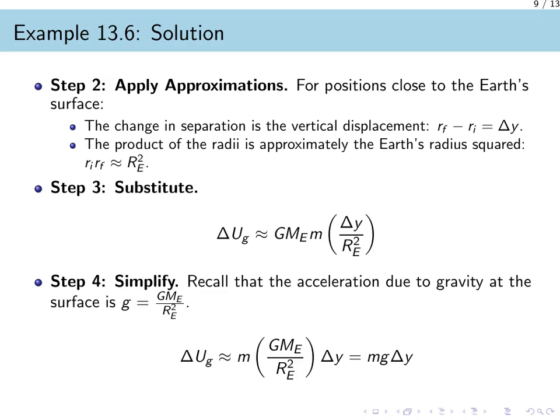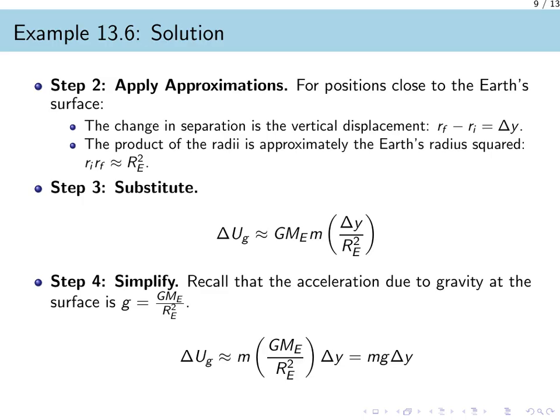Second, if both the initial and final positions are very close to the Earth's surface, then both r initial and r final are approximately equal to the Earth's radius, r sub e. Therefore, their product is approximately r sub e squared. When we substitute these approximations into our equation, the change in potential energy becomes G times the mass of the Earth times m times delta y, all divided by the radius of the Earth squared.